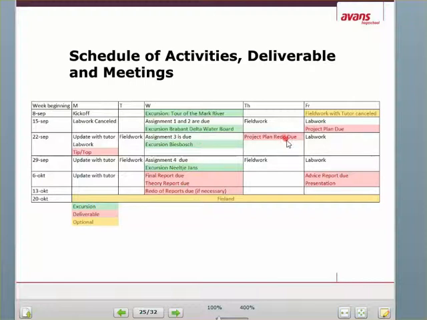On Thursday, if you failed your project plan, the redo is due on that Thursday. And then on Friday, again, the lab is reserved for you. The second tutor meeting is on the 29th.